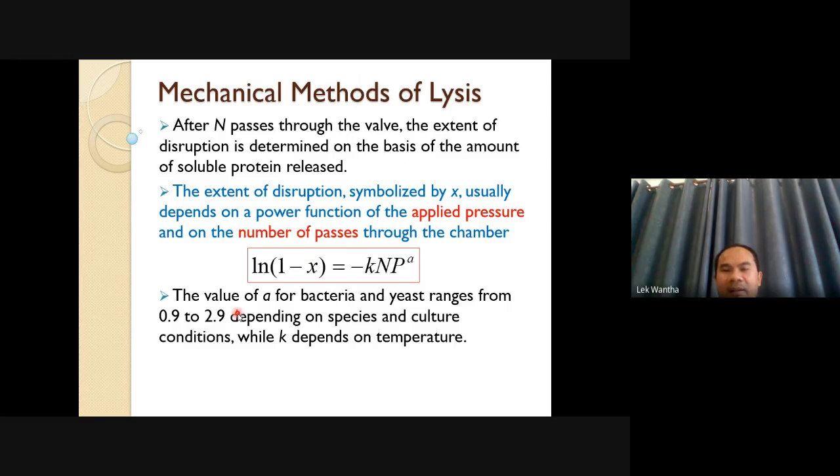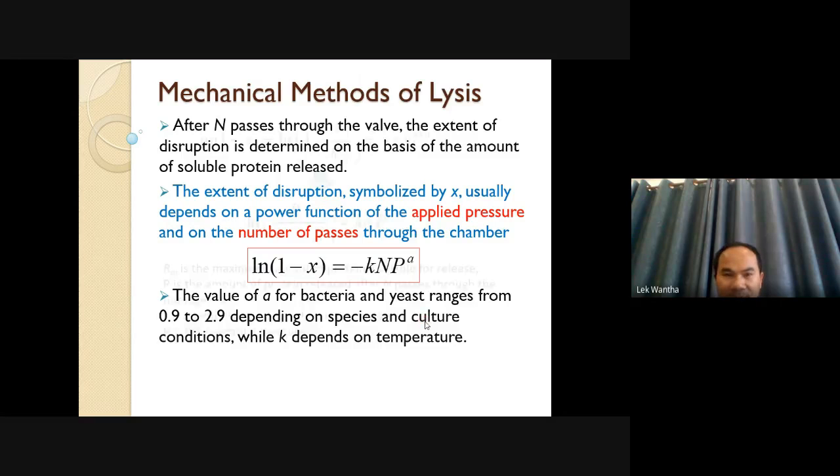It depends on the species. What is the species? It depends on the cell, what kind: bacteria, yeast, fungi. It also depends on the culture condition, and K also depends on temperature.